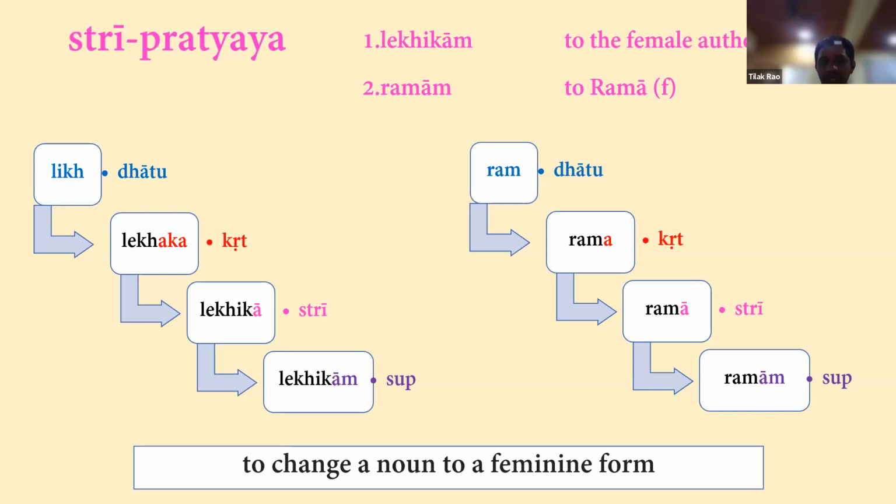And stri pratyayas are not added directly to a dhatu. We have to add a krit pratyaya, and only then can stri pratyayas be added. Because by adding stri pratyayas we get the feminine form, so we have to prepare a noun to add a stri pratyaya. It cannot be added directly to a dhatu.